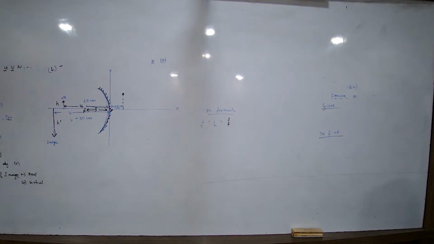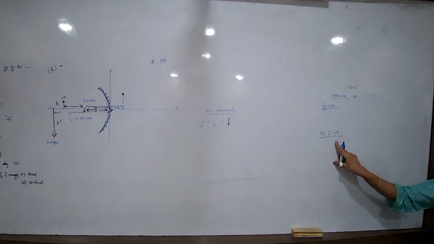Arush, read the question, please. An object is placed at a distance of 10 cm from a convex mirror of focal length 15 cm. Find the position and nature of the image. To find what? Position and nature of the image.